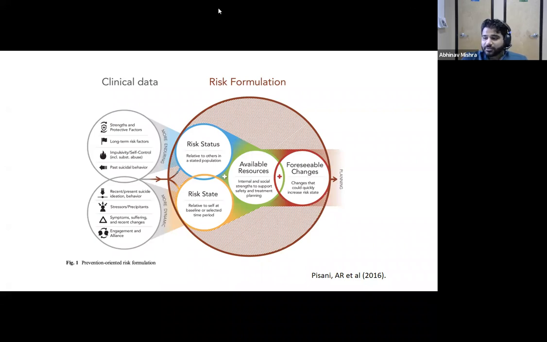This is what we started doing, right? This is what we call a prevention-oriented risk formulation. We look at the clinical data. Here we saw that they had recent suicide behaviors. We saw that they had ideation still, and they had depressive symptoms that were major enough to be labeled MDD. They had stressors. They were currently feeling very lonely. They had no access to their biological parents, who had only recently given them up for adoption.